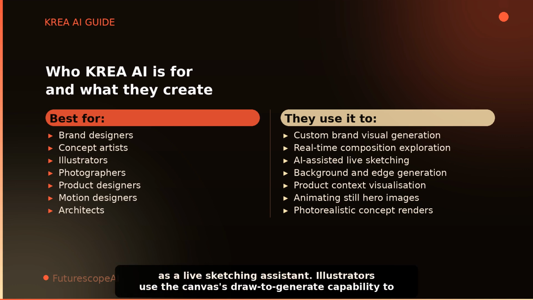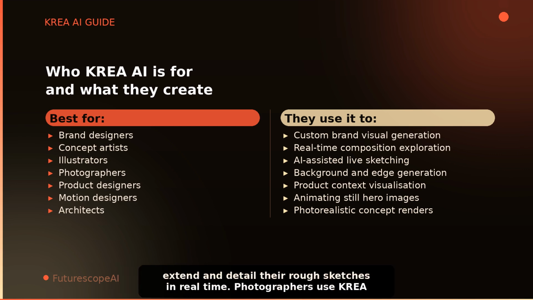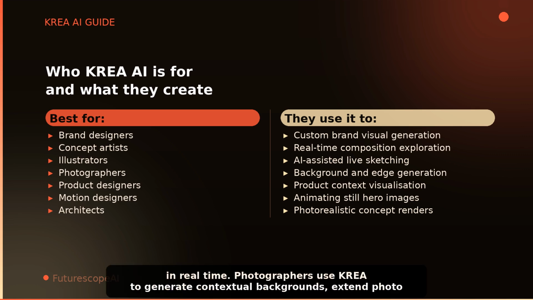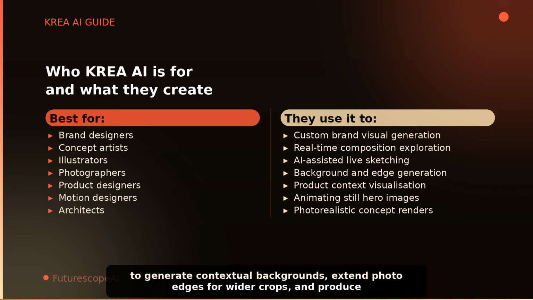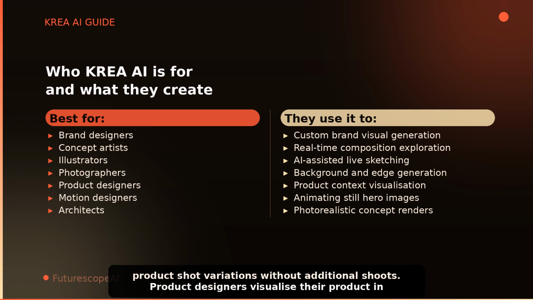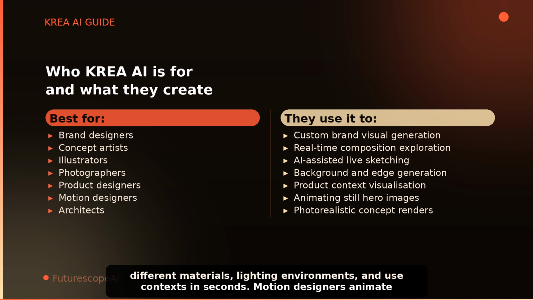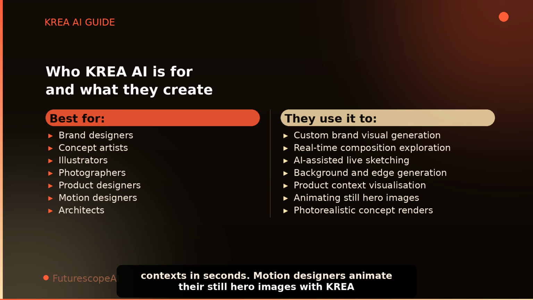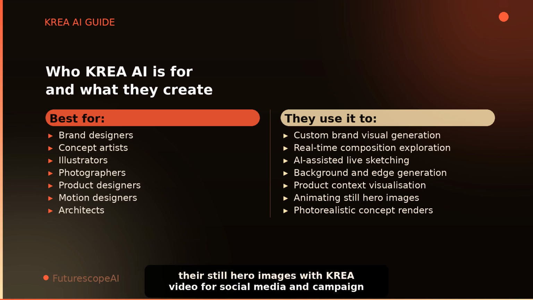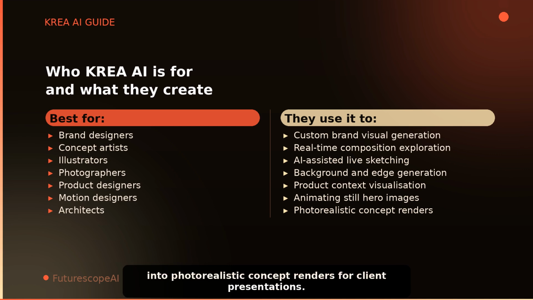Illustrators use the canvas's draw-to-generate capability to extend and detail their rough sketches in real time. Photographers use KREA to generate contextual backgrounds, extend photo edges for wider crops, and produce product shot variations without additional shoots. Product designers visualize their product in different materials, lighting environments, and use contexts in seconds. Motion designers animate their still hero images with KREA video for social media and campaign content. And architects use the real-time canvas to turn rough spatial sketches into photorealistic concept renders for client presentations.